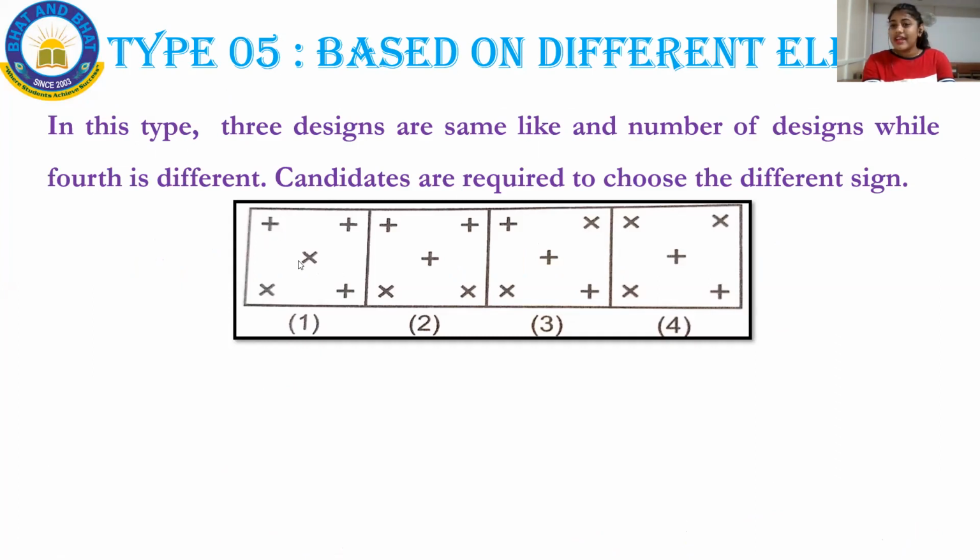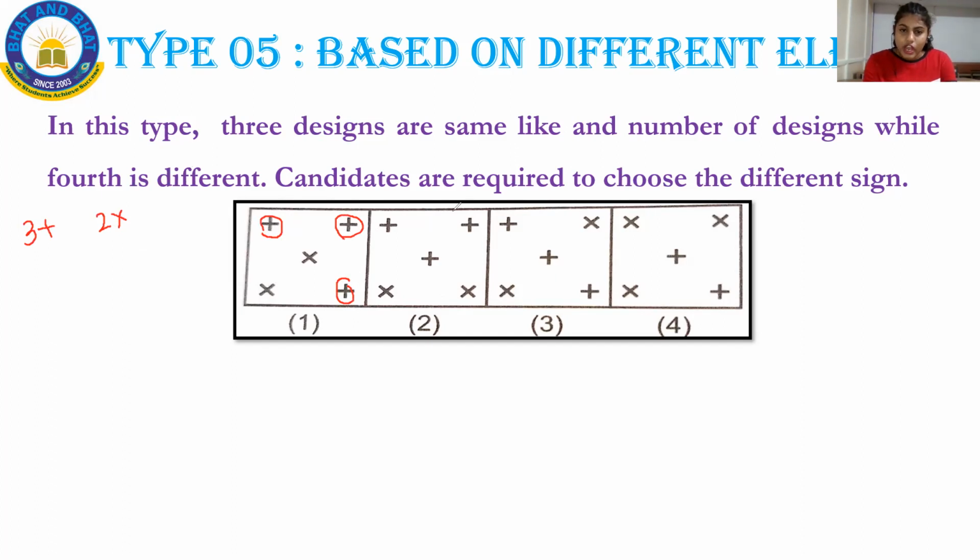Plus, multiplication, these are all called elements. So students, let me solve. Listen to me carefully. Let me go with the first option. See here, there are plus signs and into signs. How many plus signs in the first figure? 1, 2, 3. 3 plus signs. How many intos? 1, 2. 2 intos.